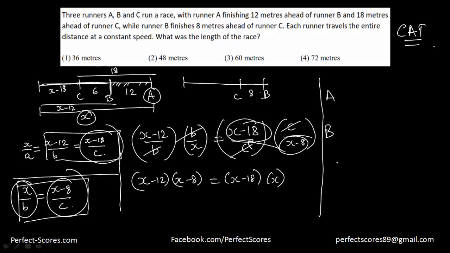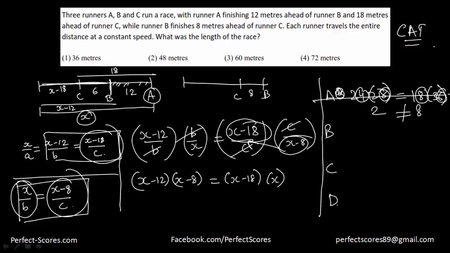So you have your answer options A, B, C, D. Right? So you substitute the value of x. Let's suppose x is 36. So it's 36 minus 12, which is 24, into 36 minus 8, which is 28. Is that equal to 36 minus 18, which is 18, into 36? So just match the units digit. 8 4s are 32, 8 6s are 48. They are not matching, which means they are not equal.